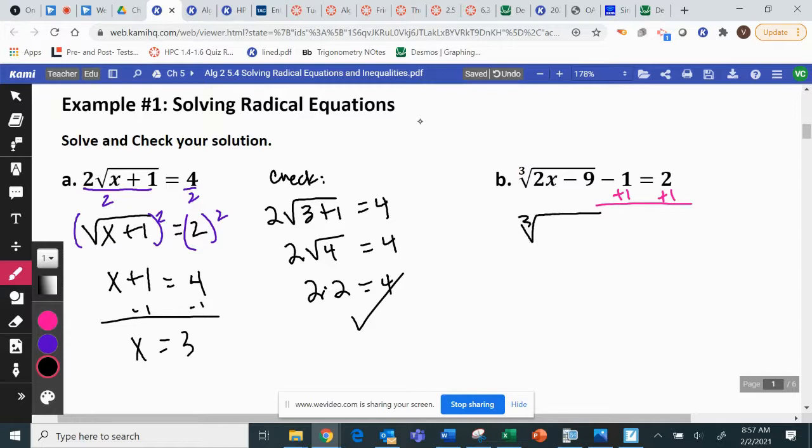So now I have cube root of 2x minus 9 equals 3. What is the outermost thing being done right now? The cube root. So to cancel out cube root, we do it to the third power. We cube it. Cube root and cubes cancel out. We get 2x minus 9. Oops, I forgot to do it to the other side. Equals 27.